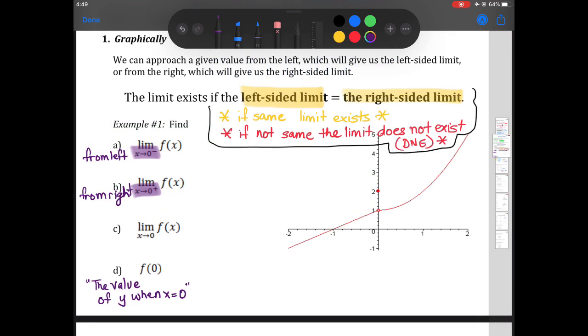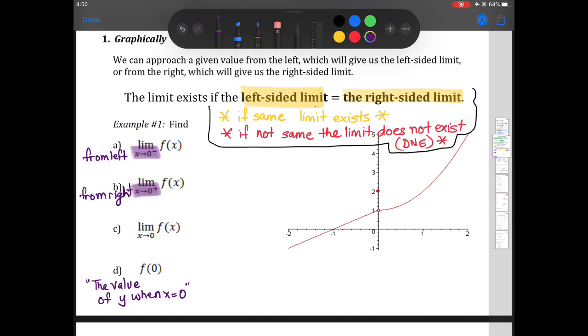Number 1. Before we get started with the question, I want you to understand what it means whether a limit exists or not. If we get the same numerical value for the left side limit and the right side limit, then the limit exists. If we do not get the same numerical value for the limit from left and right, then it does not exist.